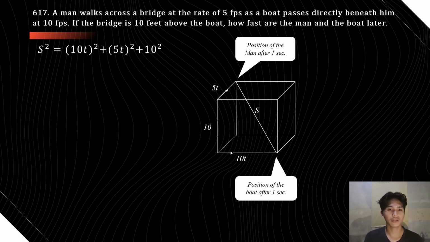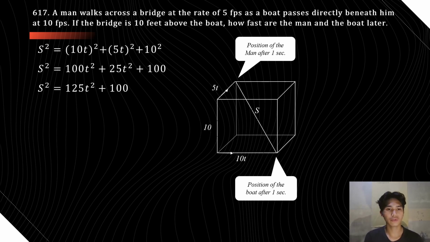So s squared is equal to (10t) raised to 2 plus (5t) raised to 2 plus 10 squared. So s squared is equal to 10 times 10 is 100, then t times t is t squared, so 100t squared, and 5t times 5t is 25t squared, and then 10 squared is 100. Then s squared is equal to 125t squared, because 100t squared plus 25t squared is 125t squared, then copy the 100.